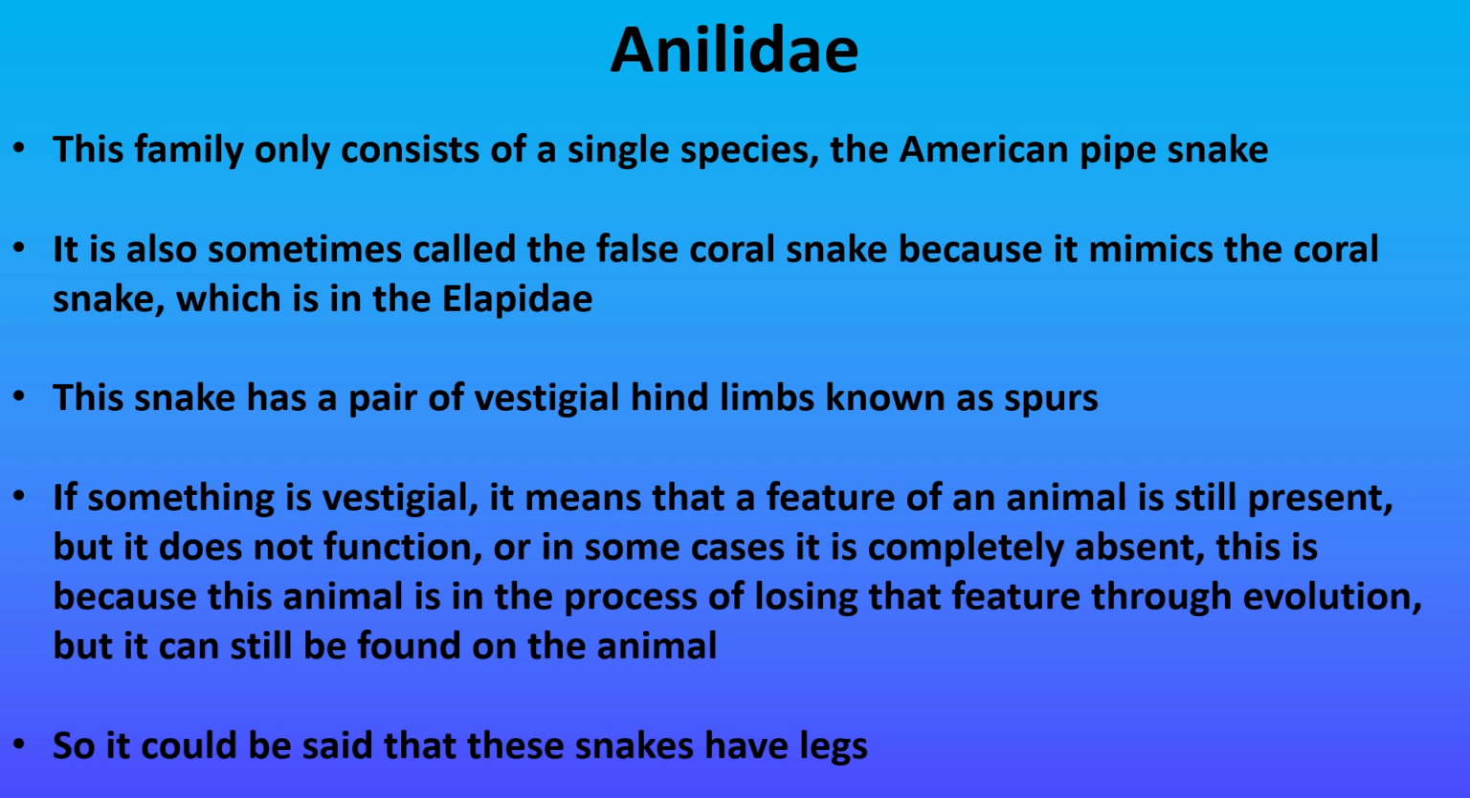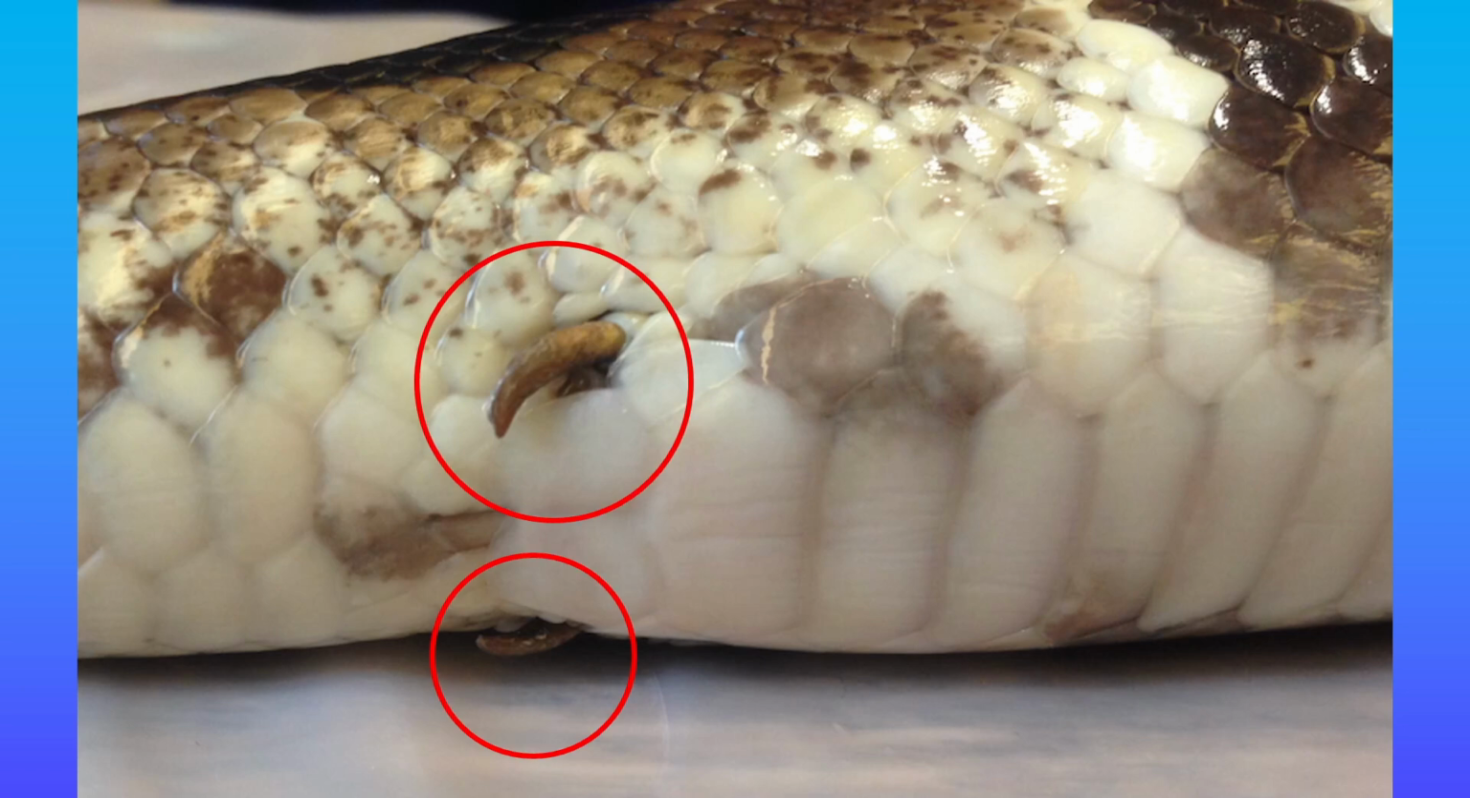This snake has a pair of vestigial hind limbs, known as spurs. If something is vestigial, it means that a feature of an animal is still present, but it does not function, or in some cases, it is completely absent. This is because the animal is in the process of losing that feature through evolution, but it can still be found on the animal. So it could be said that these snakes have legs. And here's an example of vestigial hind limbs.